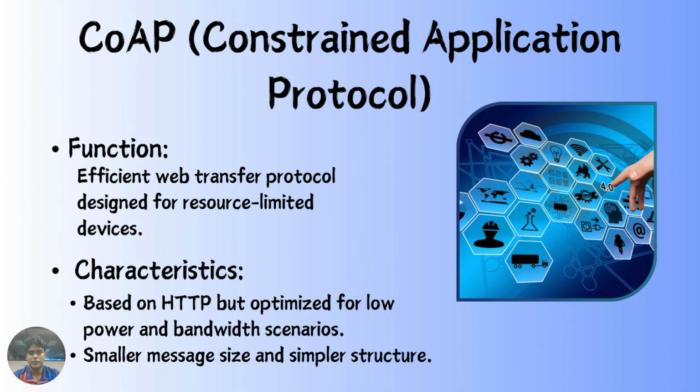Moving on, I'll be going to CoAP. Constrained Application Protocol is designed especially for low power, resource constrained IoT devices. It operates over UDP and uses a lightweight request response model similar to HTTP, making it suitable for applications like smart meters, sensor networks, and environmental monitoring. CoAP supports asynchronous communication and is optimized for minimal overhead, ensuring efficient operation in the IoT ecosystem.